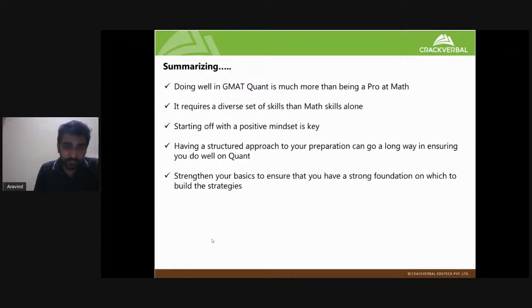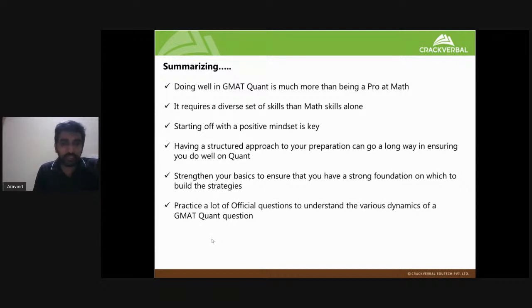As I said, strengthen your basics and practice a lot of official questions, because only official questions will help you understand the various dynamics of a GMAT Quant question. How the data is given, how the statements are framed, what the trap answers are, how you avoid the trap answers. Solving official questions will get you acquainted with all these dynamics, and the more you know these dynamics, the better placed you are at a later stage to do well on your mock tests.